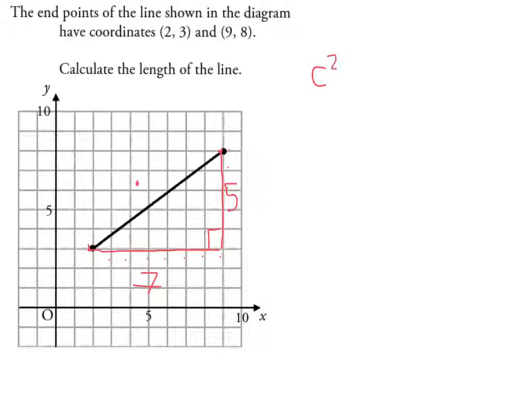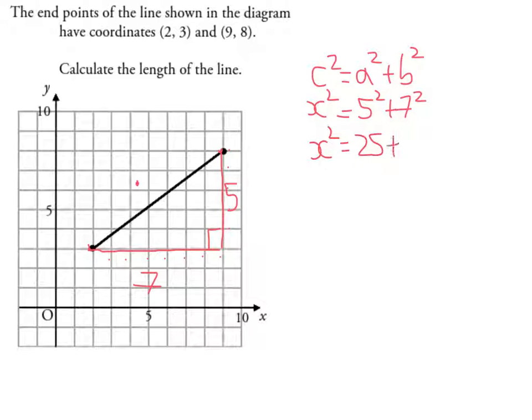So write out Pythagoras. It's a long side I need to work out, so it's an adding Pythagoras. Substitute in my numbers, so I'm going to call it x squared is equal to 5 squared plus 7 squared. Now I need to square my numbers, so 5 times 5 is 25, plus 7 times 7 is 49. I now add the numbers together, so 49 plus 25 is 74.